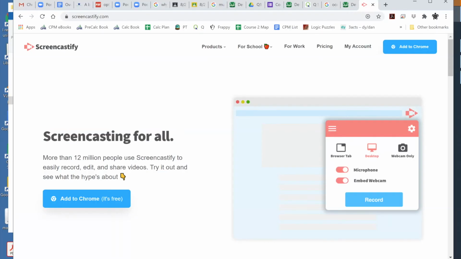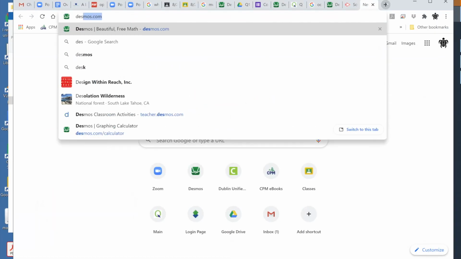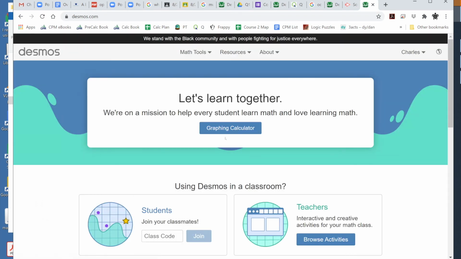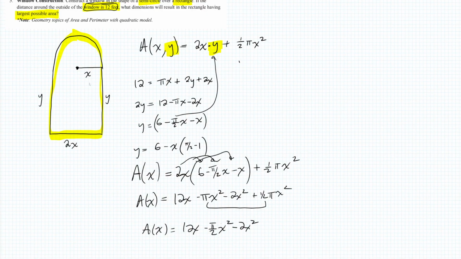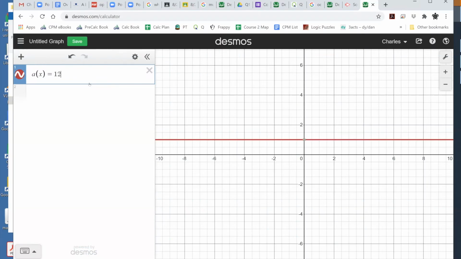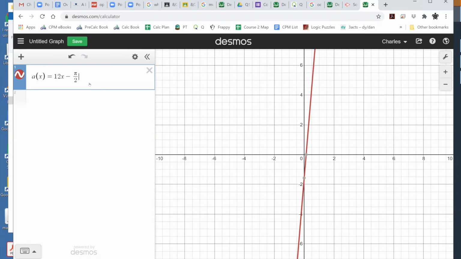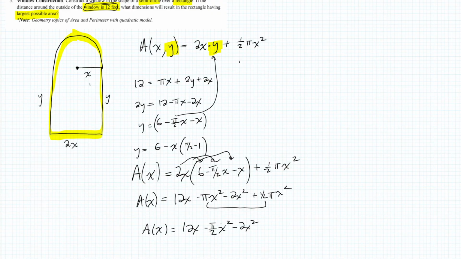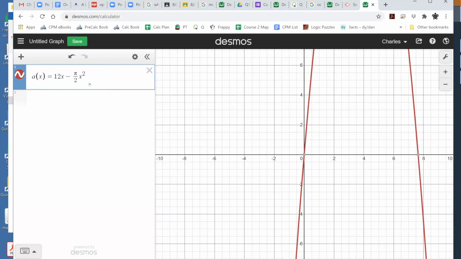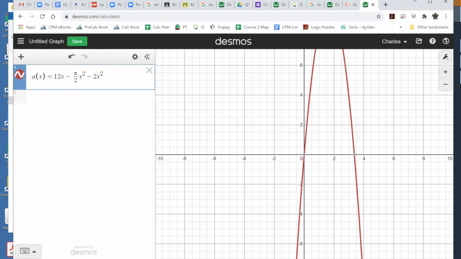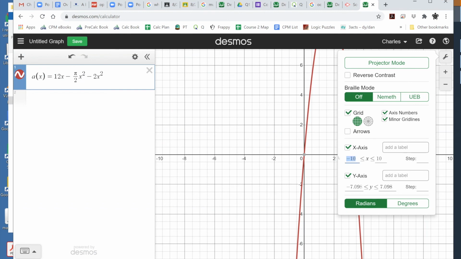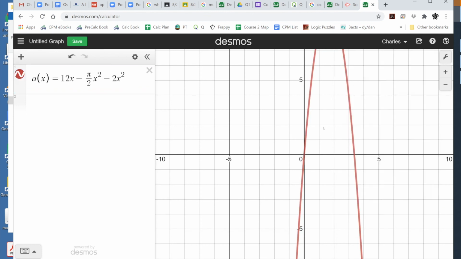So let's go to a new Desmos page. Area as a function of x is equal to 12x minus pi over 2 x squared minus 2x squared. And let's say x is only going to go between 0 and 4. And let's put that in projector mode.